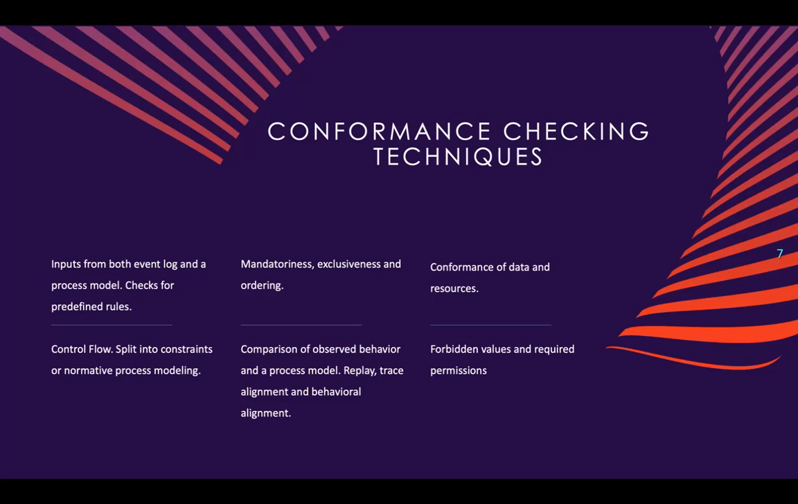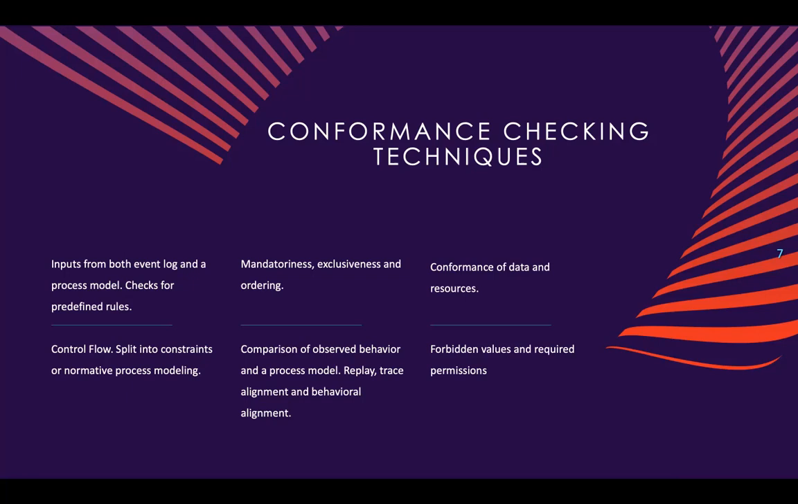Furthermore, conformance can also be verified by doing a comparison of observed behavior and a process model. The reason behind this is to see if there is some behavior in the log that the normative process model does not allow, and to see if the model shows any additional behavior that the log does not confirm. To do this, 3 techniques are required: replay, trace alignment, and behavioral alignment.